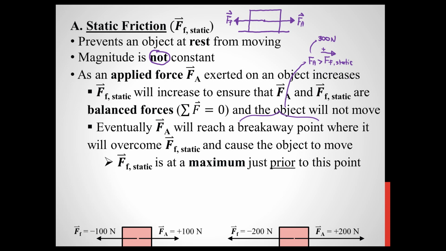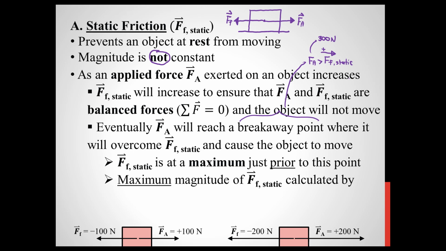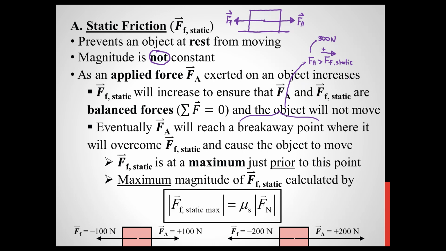We can calculate the maximum static force of friction using the following equation. Now, this only gives us the actual maximum static force of friction. Your maximum static force of friction, the magnitude, is equal to mu s. Mu, again, is something called the coefficient of friction, which we'll get into a little bit later. I've added a subscript right there just to identify that I'm dealing with static friction.